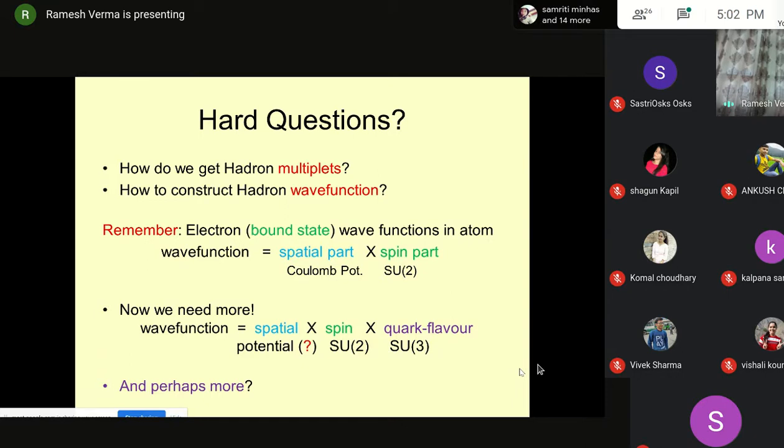Now the question is, can we do the same for mesons? After all, mesons and baryons are also bound states of quarks. That is the attempt we are moving towards. But we have to be careful.